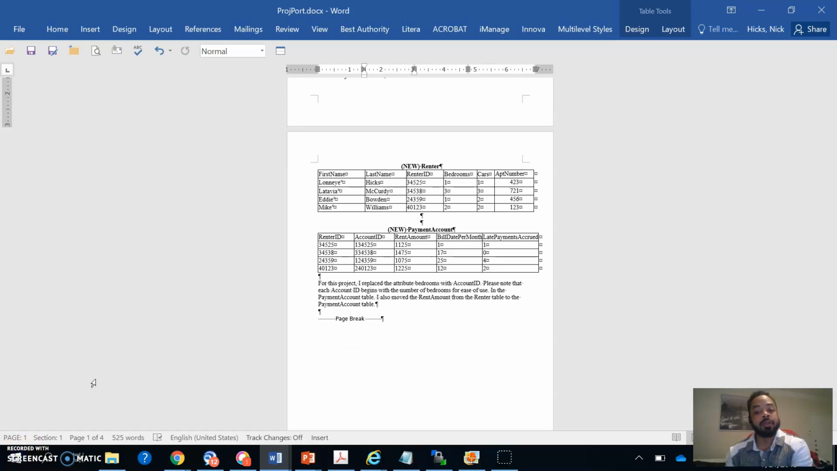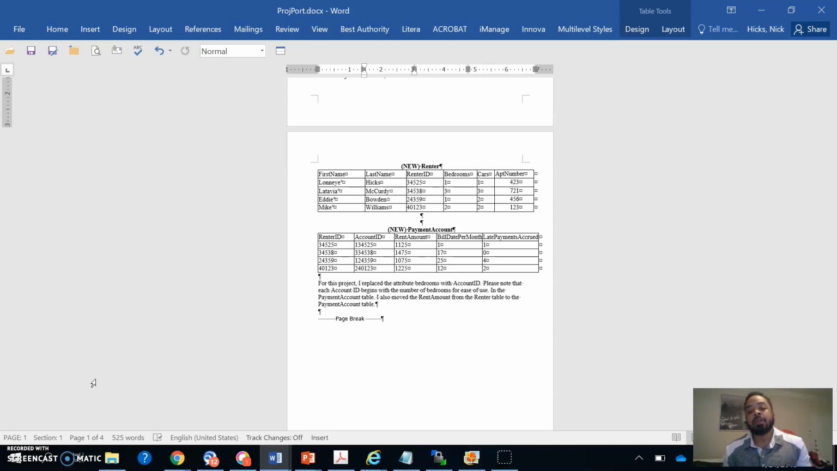And again, for this project in particular, going back and seeing some things that needed to be corrected for a functional table, I went ahead and replaced the attribute for bedrooms because it seemed duplicative when it was already in the renter table. I added the account ID, which would be way more useful for billing, one spot to see what payments are coming out of where and how the accounts for billing are set up.